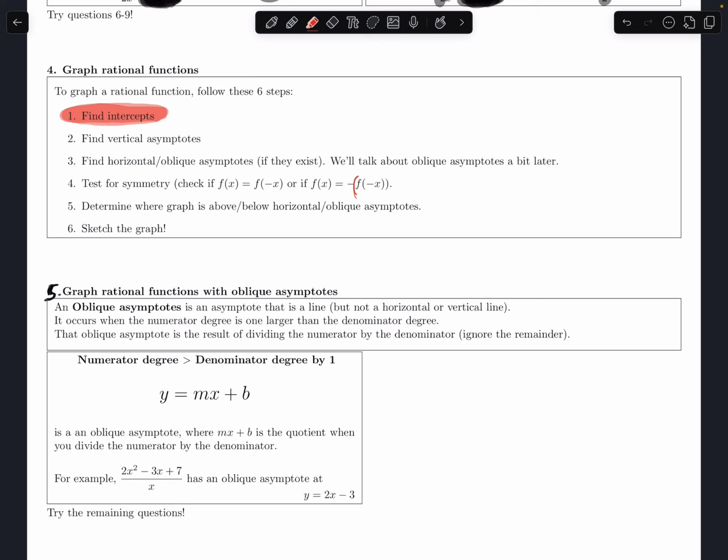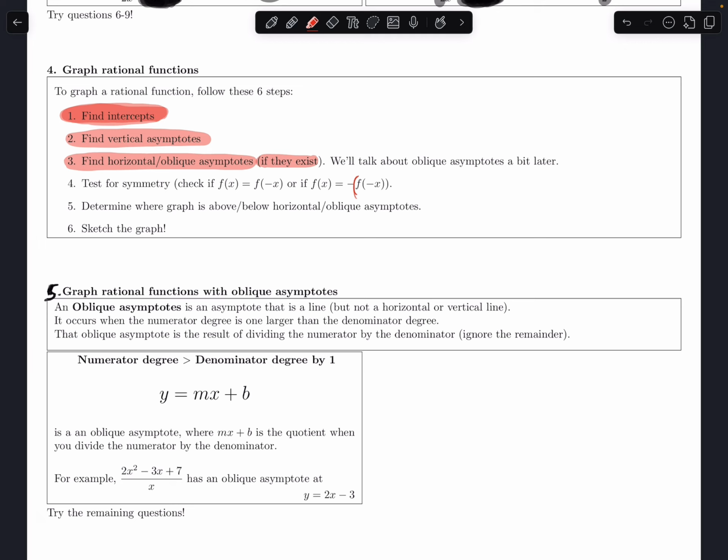Okay, number 2, we're gonna find vertical asymptotes. We spent the first video talking about that. And then number 3, find the horizontal asymptotes, if they exist, or the oblique asymptotes. I'll talk about those in the next section in a little bit.